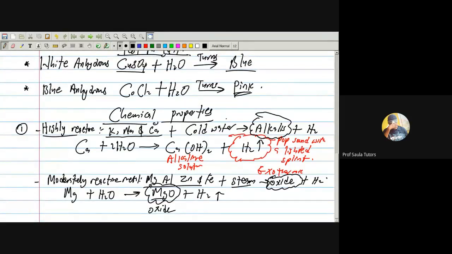But there are some other metals that are the least reactive metals. All these ones don't react with water at all. Example, I have lead, copper, mercury, silver, gold, and platinum. All these cannot react with water because they are least reactive. That's their reaction with water. I believe it is clear.